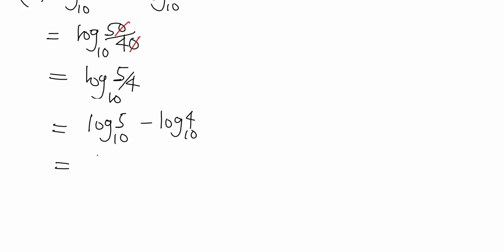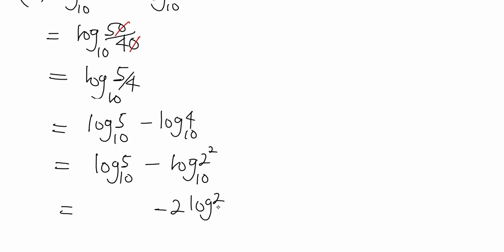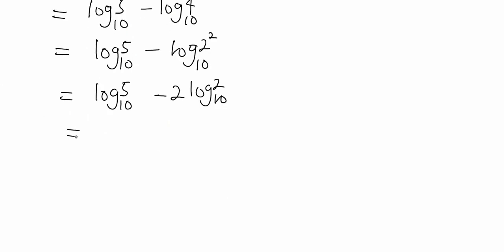Now since we have the log 5 base 10 here, we maintain it, and we know that 4 can be written as 2 exponent 2. That is the logarithm of 2 exponent 2, which gives us 4 base 10. And when we look at the logarithm of 2 exponent 2, the exponent 2 can be written as a coefficient to the logarithm, and that becomes 2 log 2 base 10. And then we have our logarithm of 5 base 10 here. Now at this point, we can see that we have log 2 base 10 and log 5 base 10. So now we are going to do the substitution.